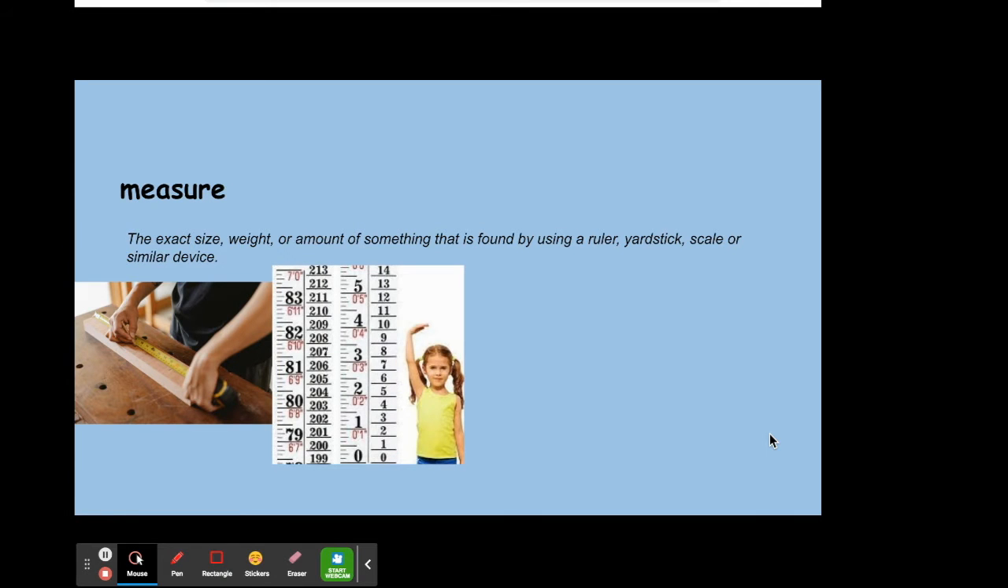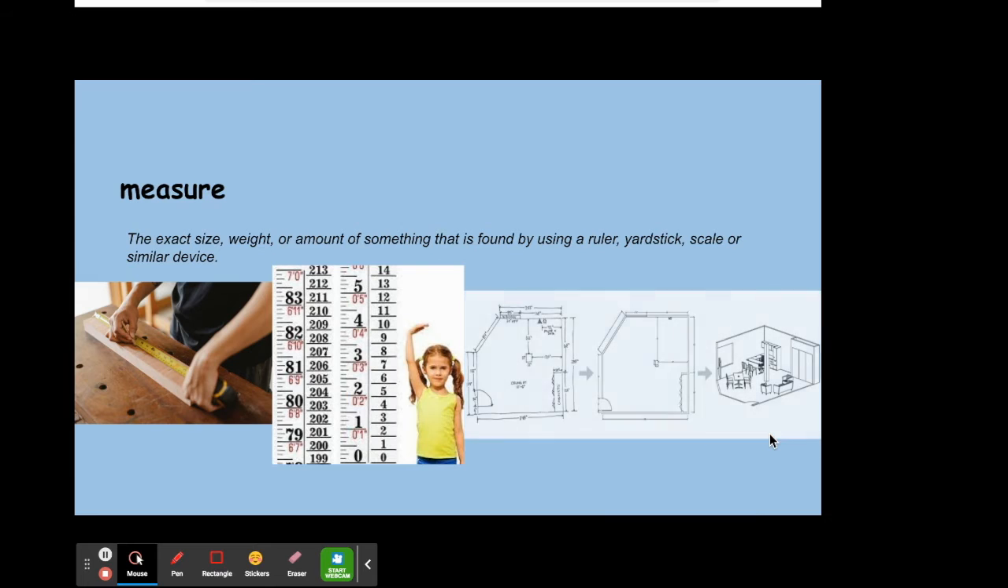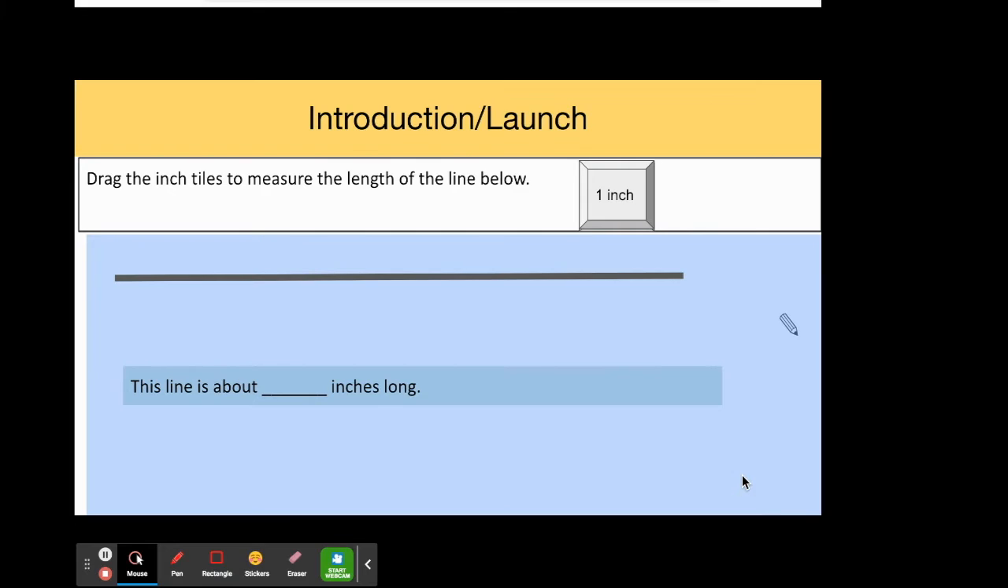When you go to the doctor, or maybe even your parent at home might measure you to keep track of how tall you're getting. Sometimes people measure rooms to see if a piece of furniture will fit inside of their home, office, or classroom. As you can see, there are so many reasons that people measure. There are also so many different tools that are used to measure. Some people use a measuring tape, such as this one. Some people use a ruler, and some people use inch tiles.